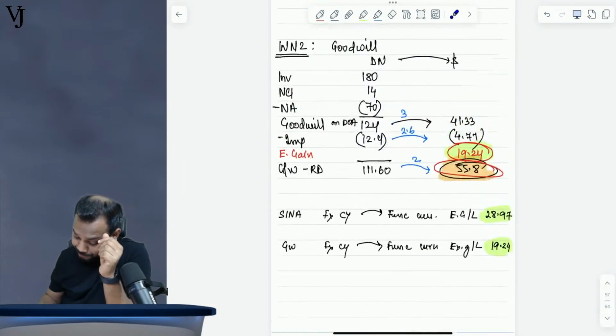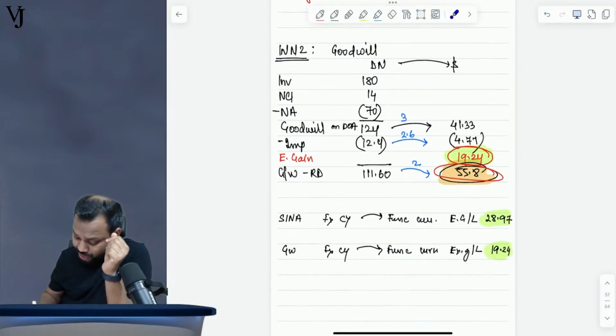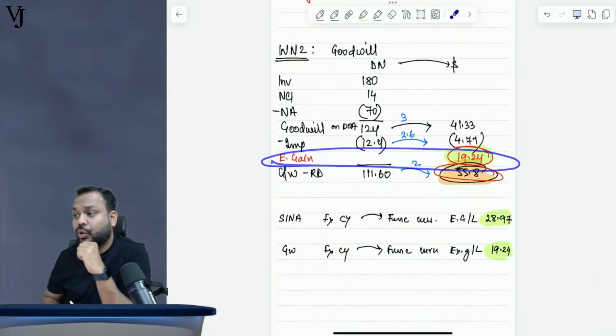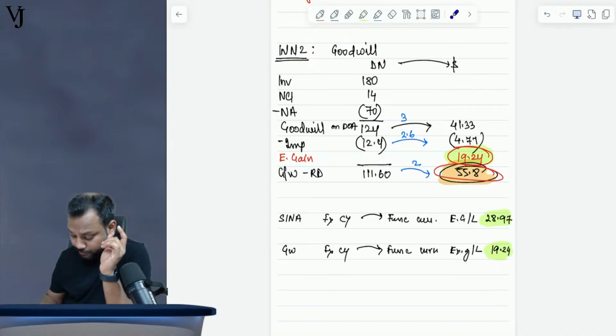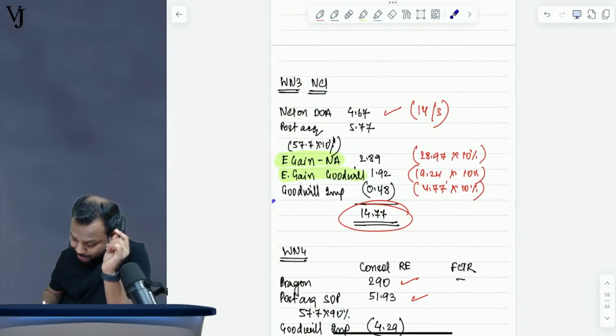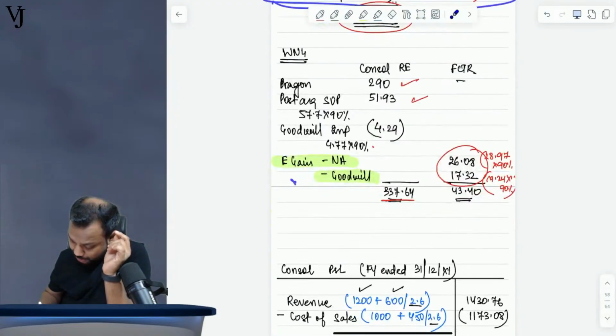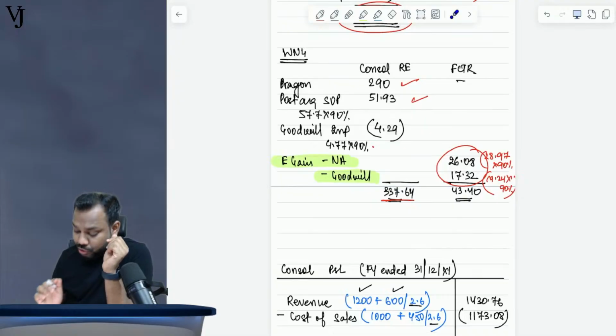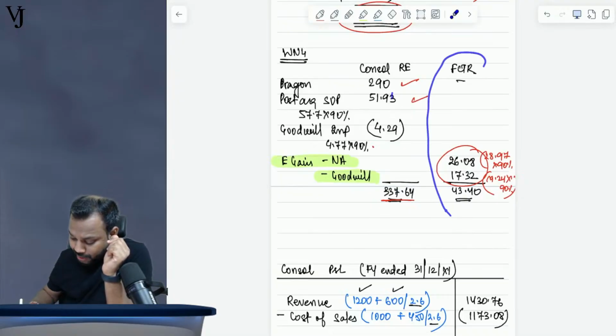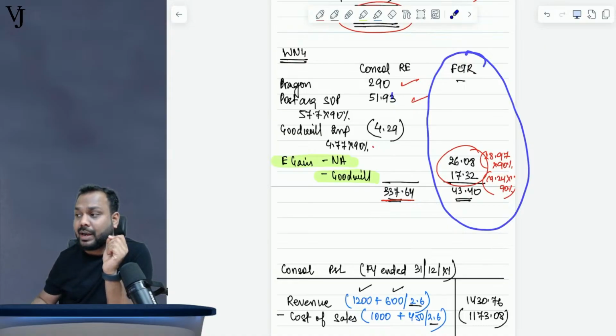Okay. Now, goodwill. The exchange gain on goodwill that comes is 19.24. Since NCI is at fair value method, we'll allocate to both NCI and consol RE. See here, goodwill impairment NCI, goodwill impairment net consol RE. We are writing in both. Now consol RE means what? It will be accumulated in FCTR, not consol RE. It will be accumulated in FCTR.